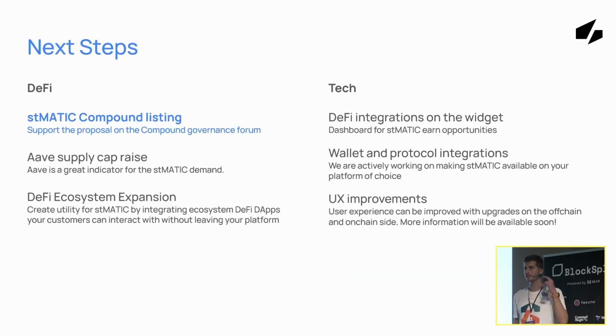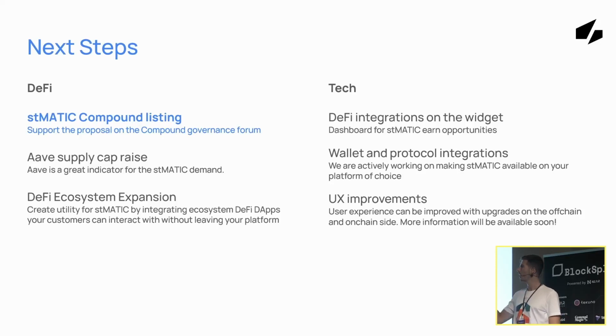And what are the next steps? So I want to highlight the stMATIC Compound listing. The proposal is currently live on the Compound Governance Forum, and this would greatly help in decentralization, not just relying on Aave. So I would highly encourage you, if you want to see this happen, to visit the forum, maybe leave a short comment, and that will help the listing a lot. Also, there will be a community call on the last day of this month for Compound, where we are probably going to finalize this listing.